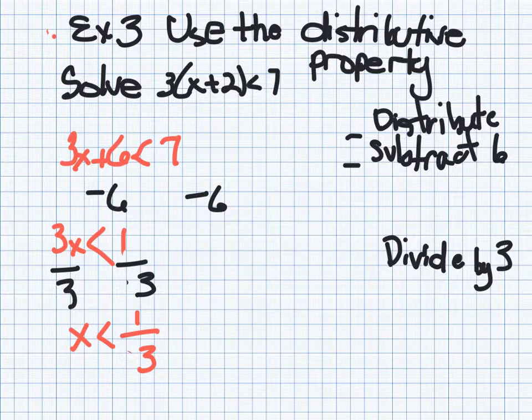Okay, this is example 3. We're going to use the distributive property. We're going to solve 3 times x plus 2 is less than 7. So the first thing we're going to do is distribute the 3. We end up with 3x plus 6. That's the 3x, and 3 times 2, is less than 7. Now we're going to subtract 6 from both sides. So we subtract 6. We end up with 3x over 3 is less than 1 over 3. And then finally our solution is x is less than 1/3.